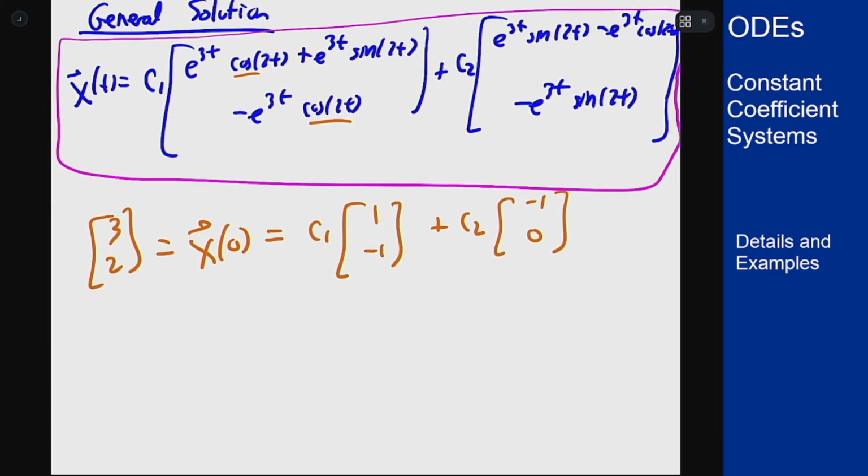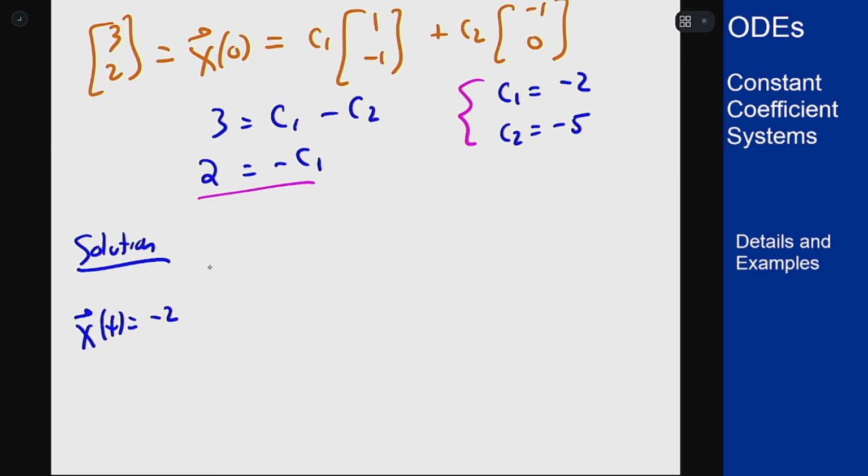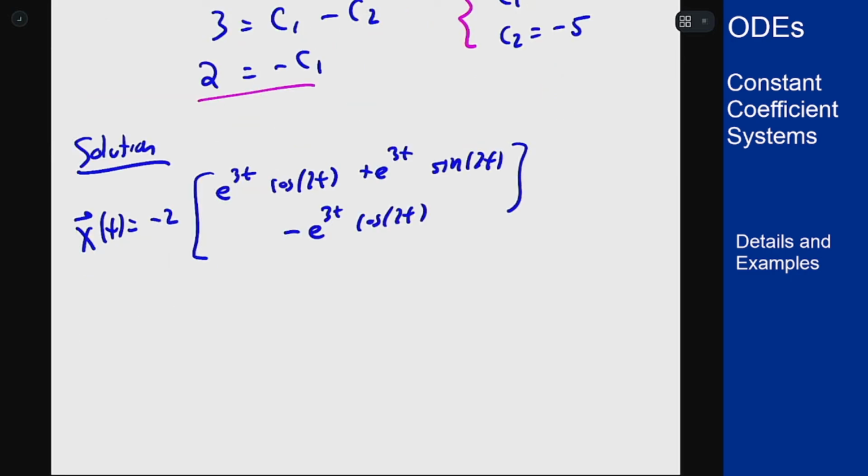Then writing this out as a system of equations tells me that I need 3 equaling c1 minus c2, and 2 equaling negative c1. So c1 is minus 2, and c2 is minus 5. That's what I get out of solving that system, because c1 is minus 2, plug that in, add it over, get 5 equals negative c2. c2 is minus 5. So that means the solution to the initial value problem is negative 2 times our first solution, and then minus 5 times our second solution.